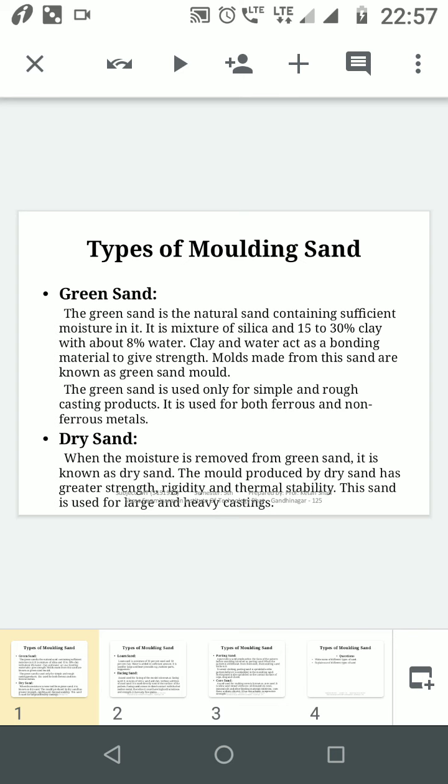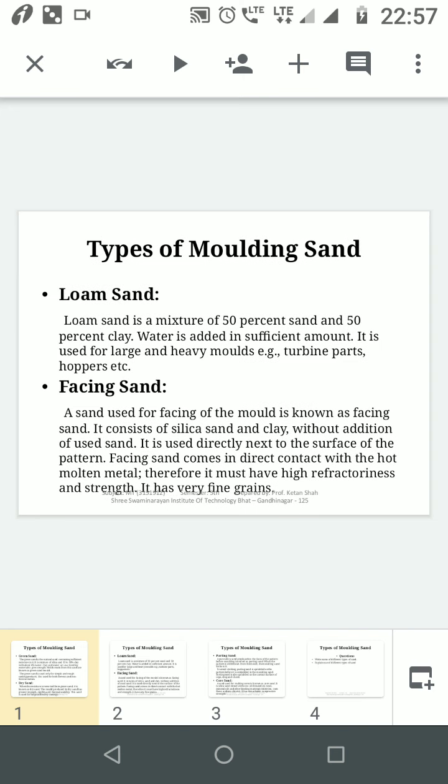Number two, that is the dry sand. Dry is the opposite word of green. That means in this sand the moisture is negligible, or we can say it's 0% moisture. When the moisture is removed from the green sand, it is known as dry sand. The mold produced by dry sand has greater strength, rigidity and thermal stability. This sand is used for large and heavy castings.